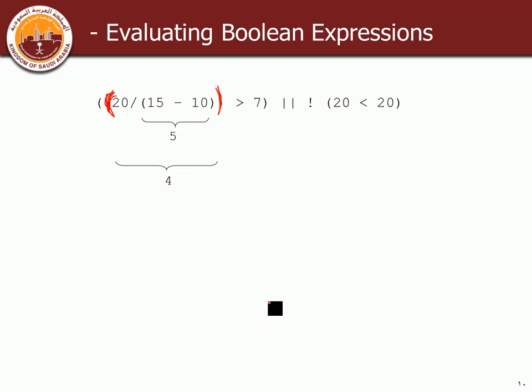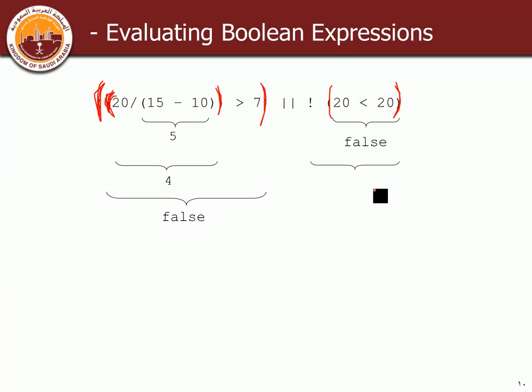Then I have these two parentheses, and I have this operator, and then this NOT, and two parentheses again. Which one should I start with? From the left. So I have 4. Is it greater than 7? No. False. So this gives me false. Then I go back to the next parentheses. Is 20 less than 20? False. And then I have this NOT false. NOT false is true. Then I have false OR true. The result would be true.